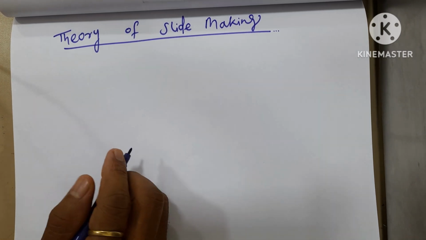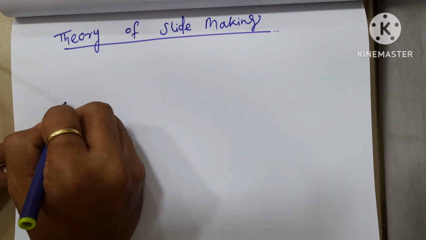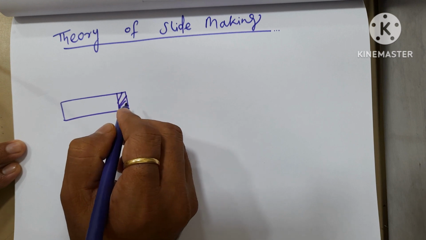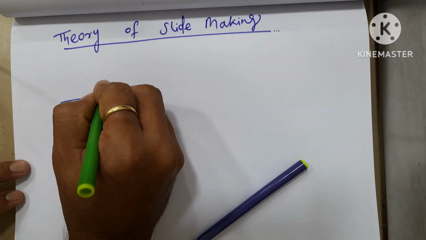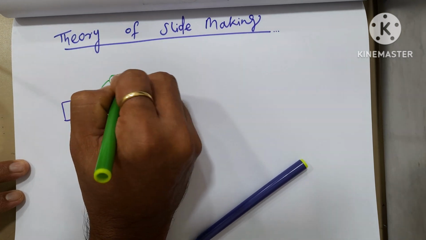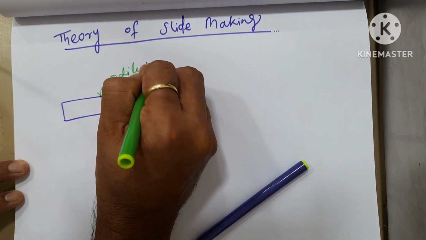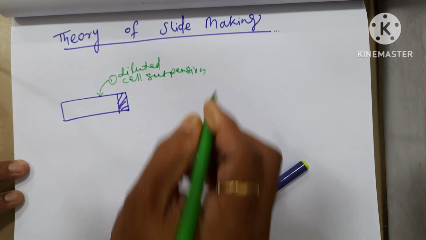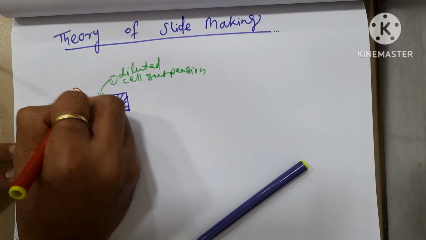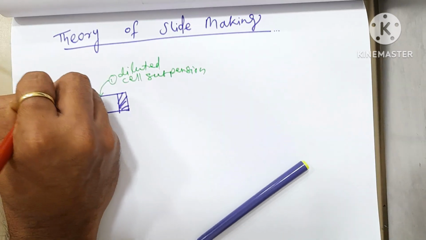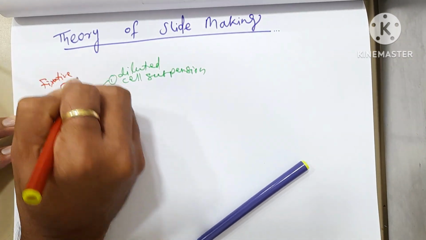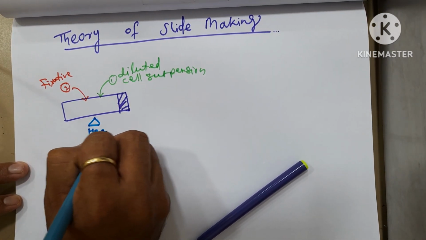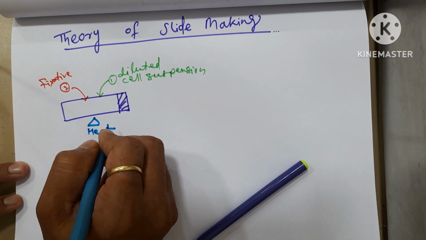The topic of discussion is the theory of slide making. Take this clean slide. In this clean slide, first we are applying diluted cell suspension, then after that we are applying fixative, then we are applying the heat by keeping the slide on a slide heating chamber.